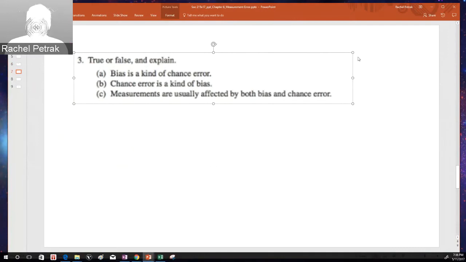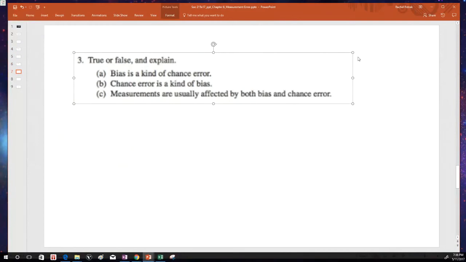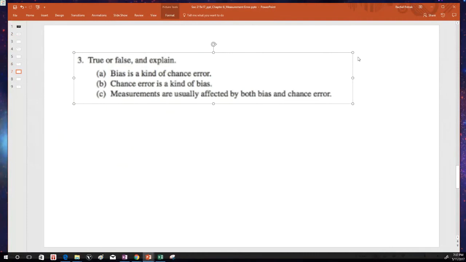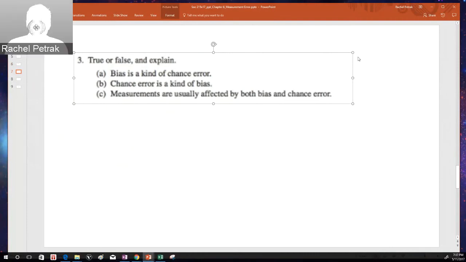Is chance error just a kind of bias? Or I guess the question is, chance error is a kind of bias. True or false? Yeah, it's still false. Chance error is a type of error, and bias is a kind of error. Bias is a systematic error.